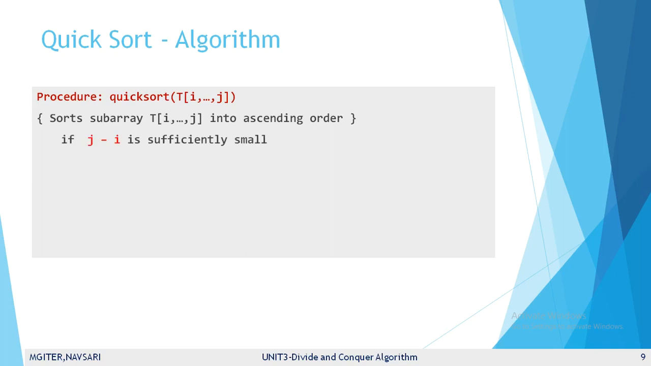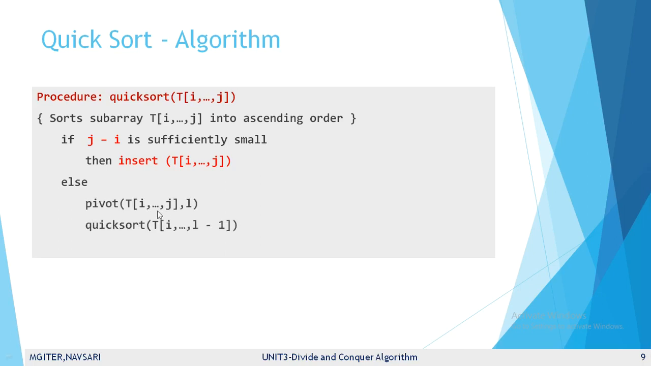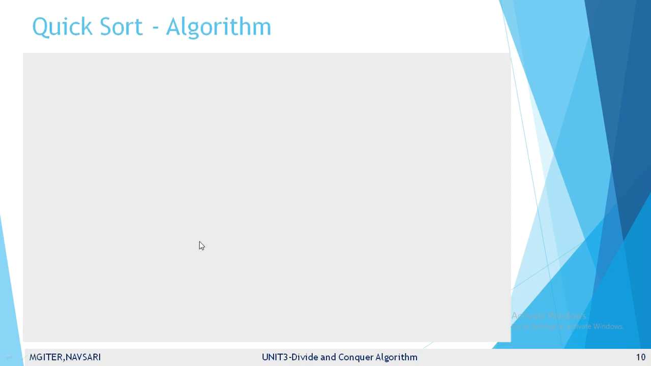Now sort the subarray, that is T of I to j, into ascending order. If j minus I is sufficiently small, then we use insertion sort. Otherwise we select the pivot element from T of I to j, and we apply the quicksort from T of I to L minus 1 and T of L plus 1 to j.